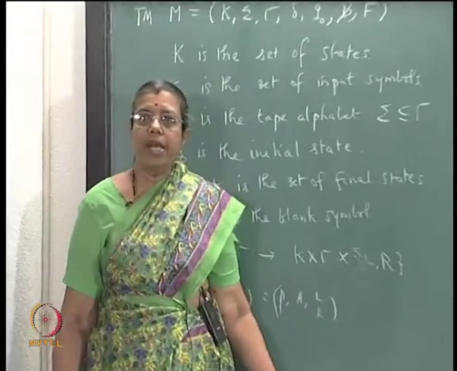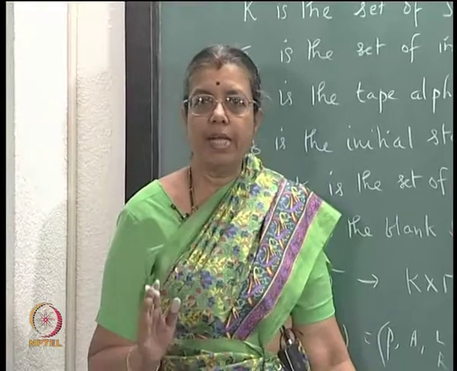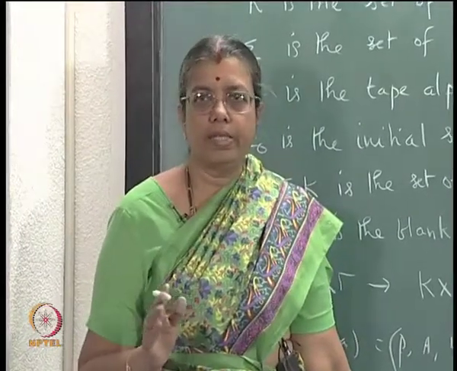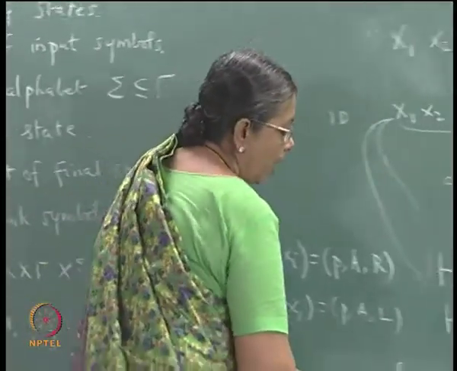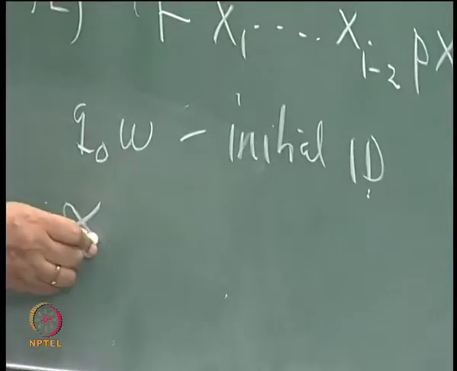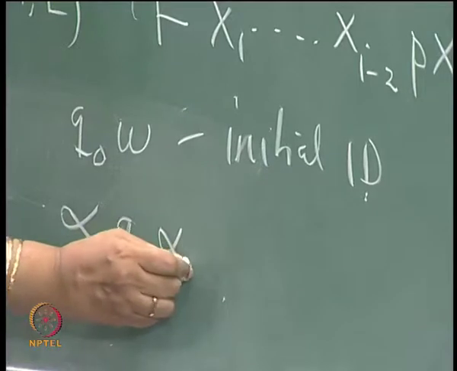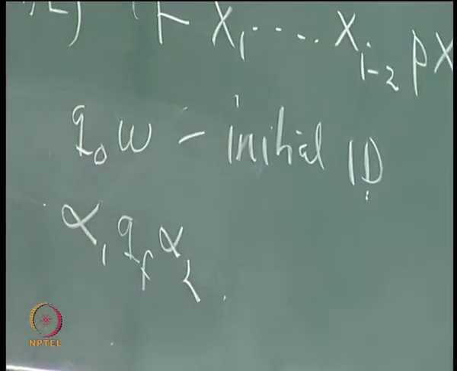Without loss of generality, you can assume that once it reaches a final state, it halts. The machine, once it accepts, it halts. There is no loss of generality in assuming that you can do that. So, at the end, there will be some configuration alpha 1 q alpha 2. It will halt with some such ID, where qf is a final state.